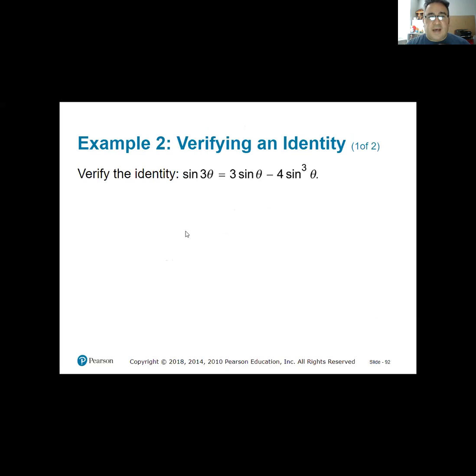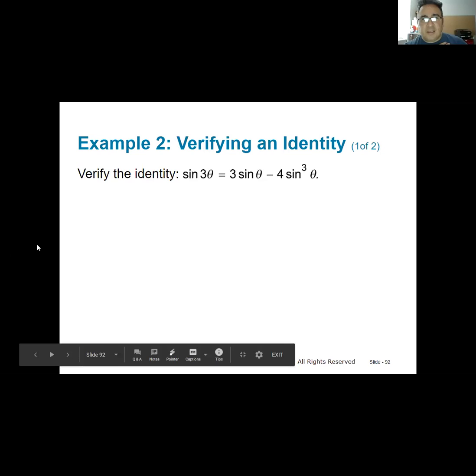It says verify the identity. So go ahead and copy the problem. Verify the identity: sine of 3 theta is equal to 3 sine theta minus 4 sine cubed of theta.